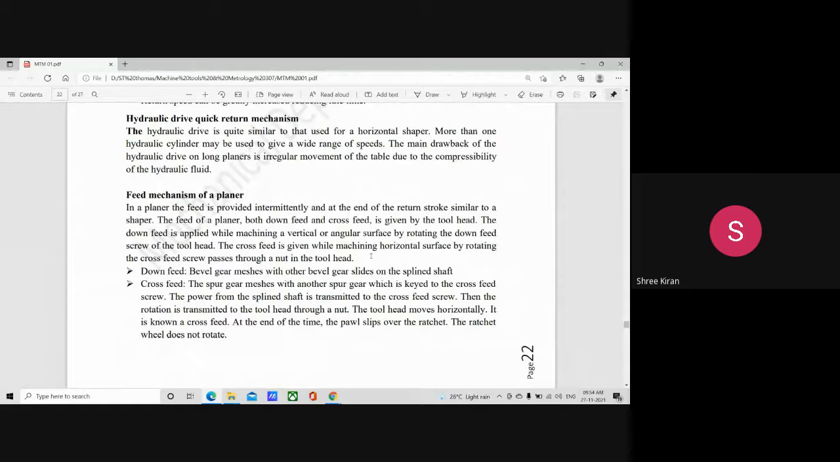Then the main drawback of a hydraulic drive on large planers is irregular movement of the table due to the compressibility of the hydraulic fluid. This is the main drawback, so it is not widely applicable.